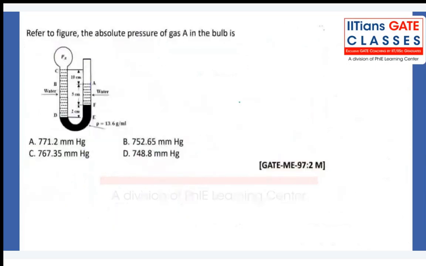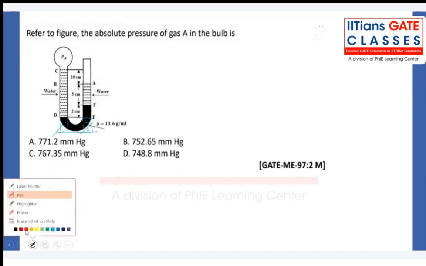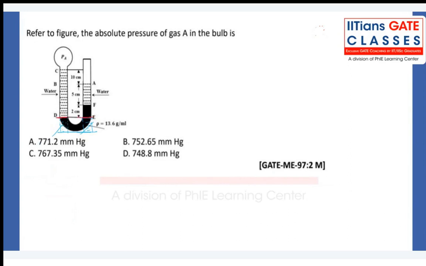See, we will try to solve this particular question. Now tell me whether I should take the reference from here or should I take the reference D and E? Because imaginary, this liquid will be at the same height, so they will cancel out. So D and E I will be taking for the reference purpose. D and E. Try to equate the pressure at point D and the pressure at point E.